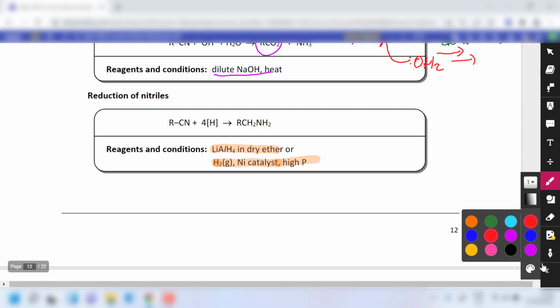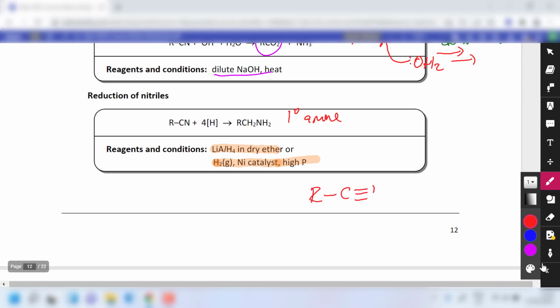Okay, so this particular synthesis, or reduction, allows us to generate a primary amine. You can see from here that because a nitrile has a C≡N triple bond, the hydrogen actually adds across the triple bond to give you the primary amine. Yeah, so very useful reaction.